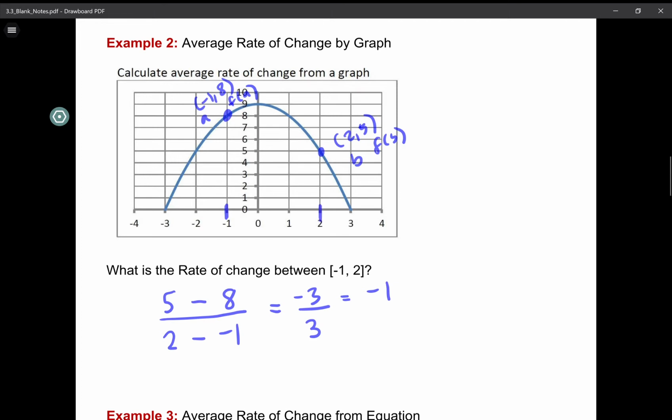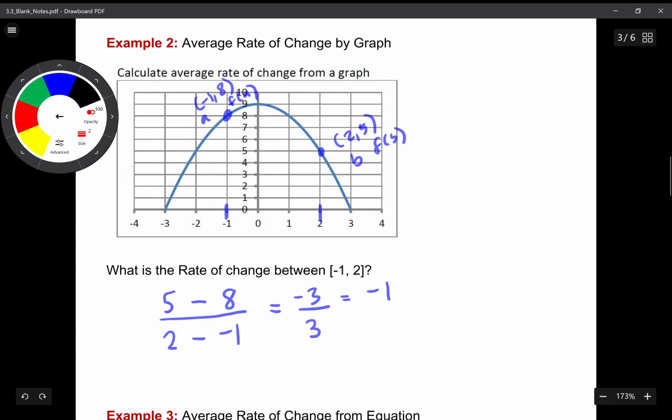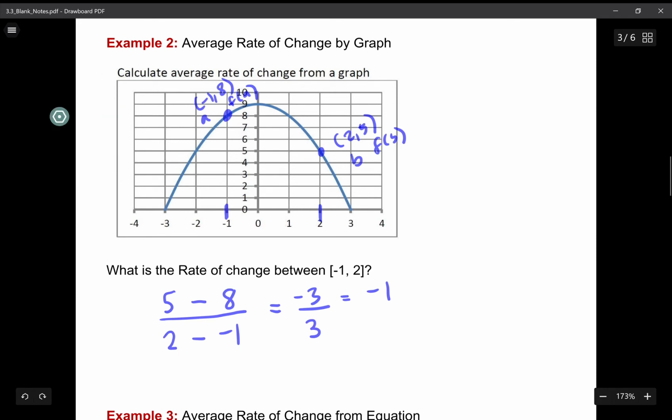Now, we weren't given units on this problem. We don't know what the units are in output or input, so we don't put units on it. The average rate of change is -1. And something you can check is actually if you drew the line connecting these 2 points, let's switch to a different pen color, it actually has a slope of -1, and that represents the average rate of change for that graph.